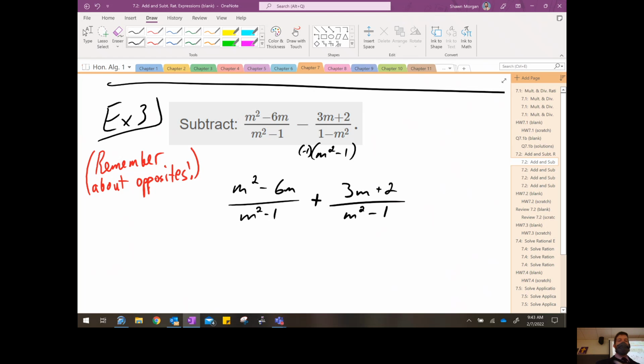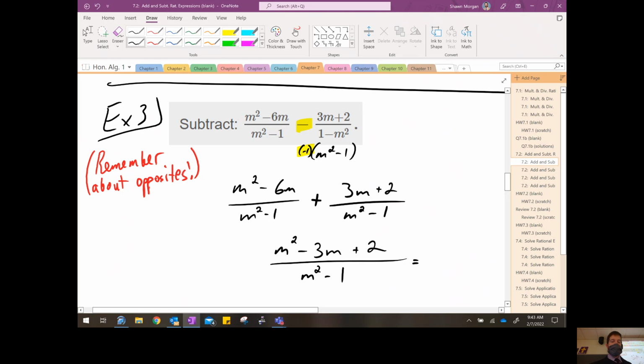Those two negatives combined together. Now, check this. The denominators are the same, so we're just going to add across the top. That's going to give me m squared minus 3m plus 2. Again, that idea of like terms. We had a linear term here and a linear term here, so we combined them. We didn't have to change any signs of the second fraction since it was addition. And then down at the bottom, I got m squared minus 1.